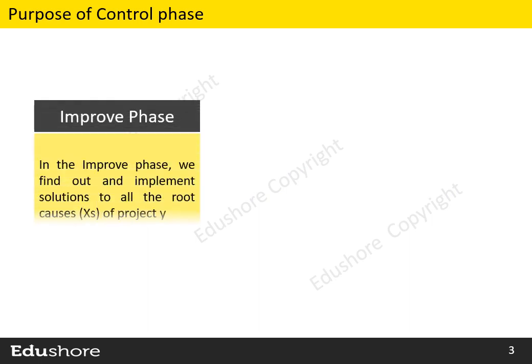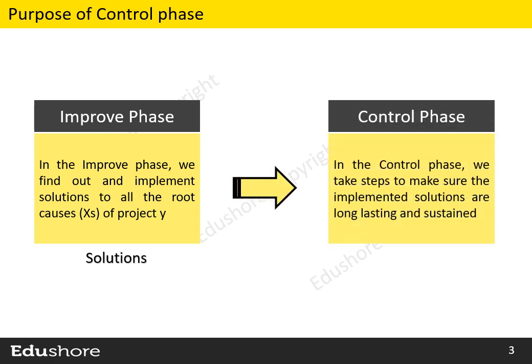Let us understand the purpose of control phase. In the improve phase, we find out and implement solutions to all the root causes of a project Y. In the control phase, we take the steps to make sure the implemented solutions are long-lasting and sustained.